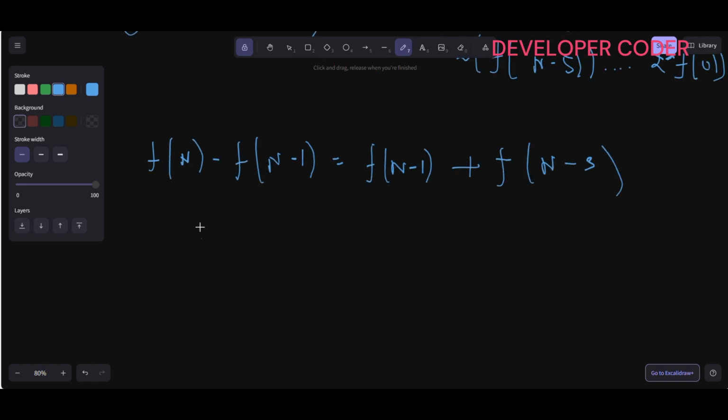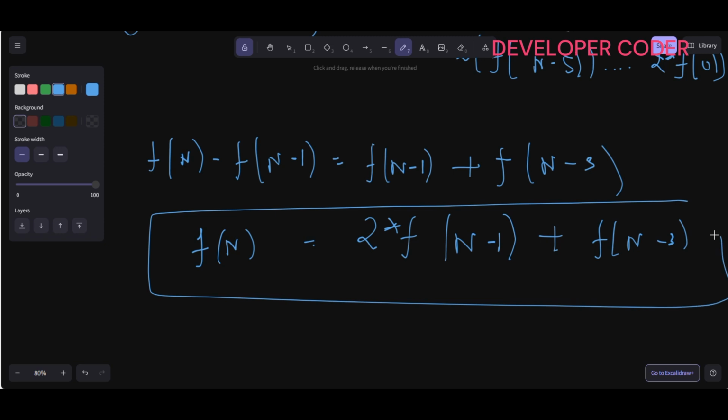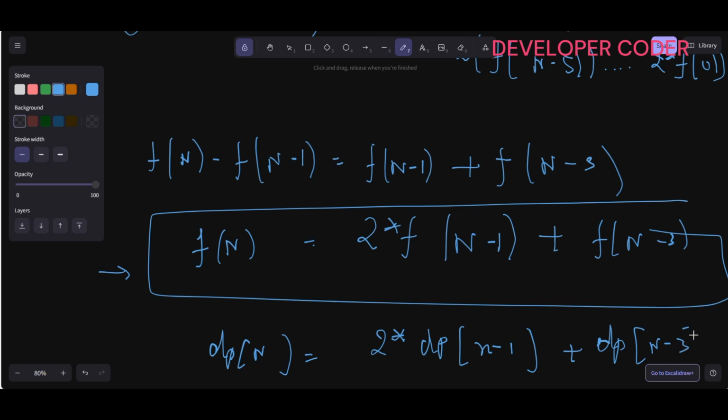So this is your final equation, and you can also write it like this: f of n is equal to 2 into f of n minus 1 plus f of n minus 3. This is your final formula which you need to use. So this is the pattern actually. Here you can say that dp of n is going to be nothing but 2 into dp of n minus 1 plus dp of n minus 3, that's it.